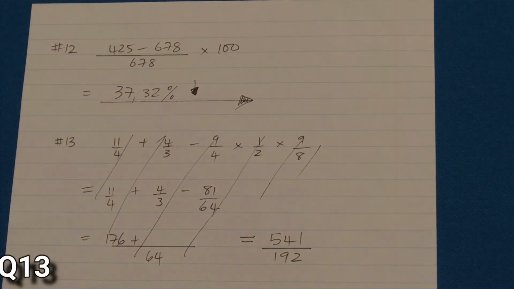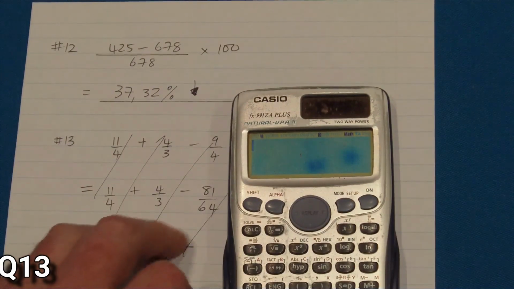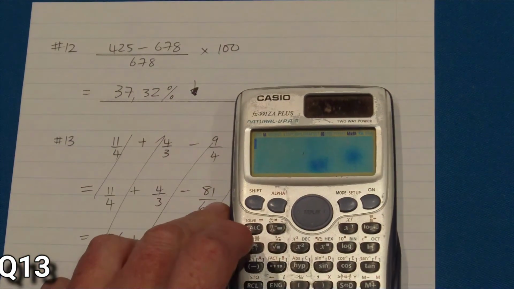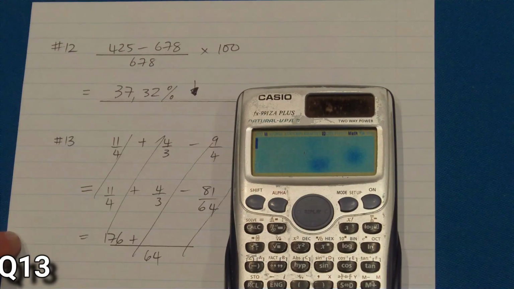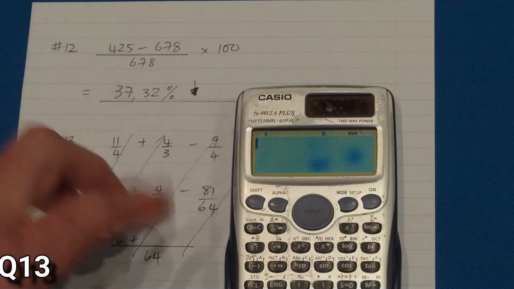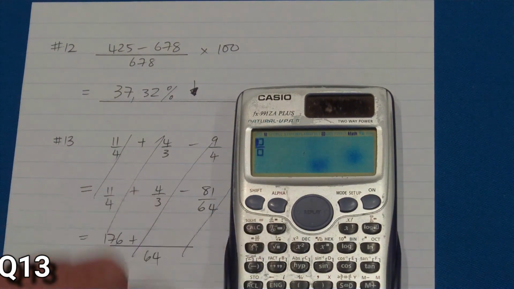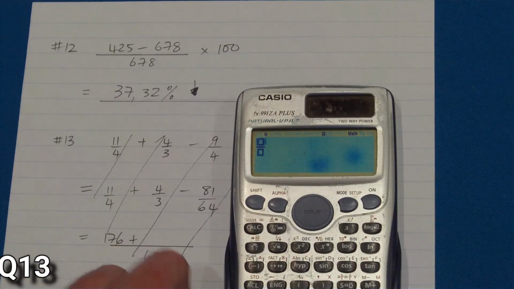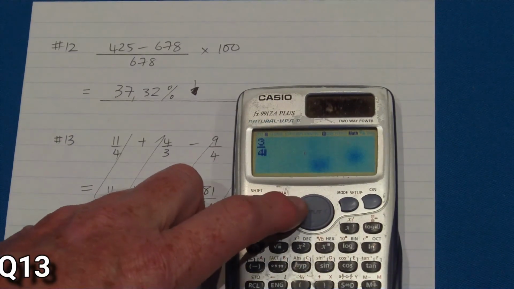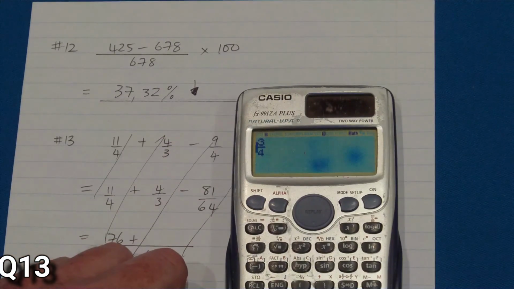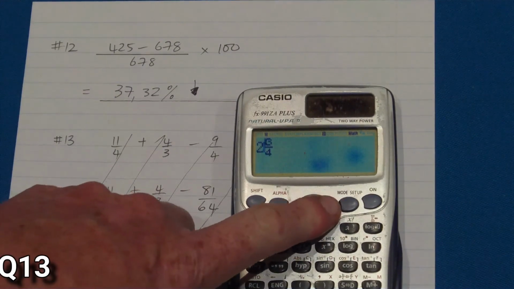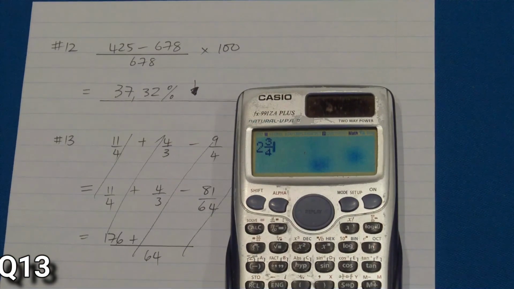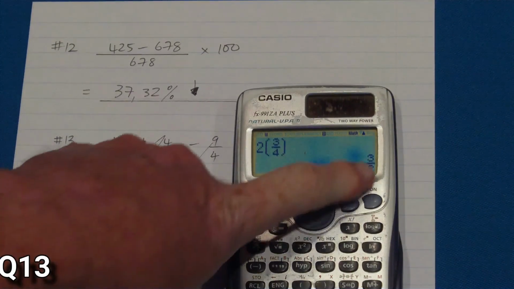Number 13. This one you're just going to do on your calculator. I just want to show you something. A very common mistake. If you want to put 2 3/4 onto the calculator, you can't do it like this. You can't put the fraction button, put your 3/4, okay, and then go to the front and put your 2. That is not 2 3/4, even though it looks like it. That's 2 times 3/4, which is 1.5.